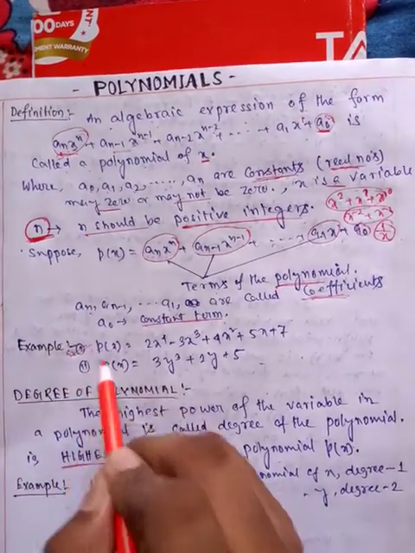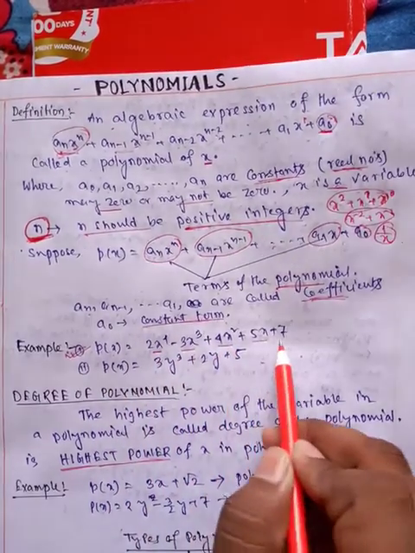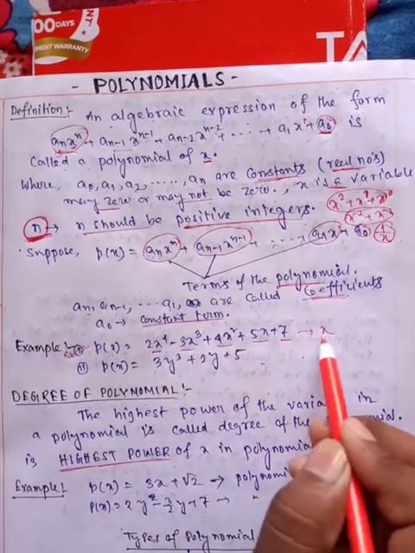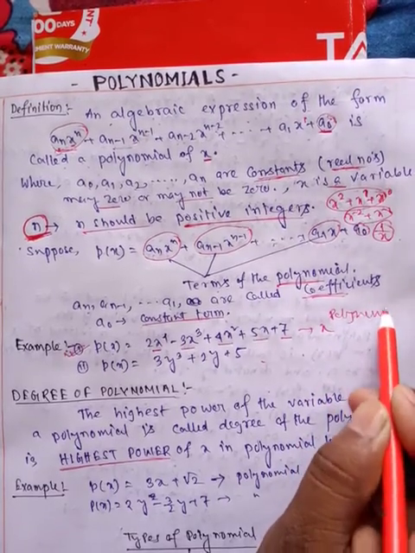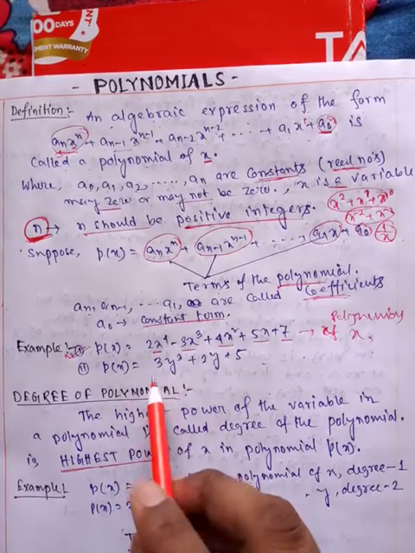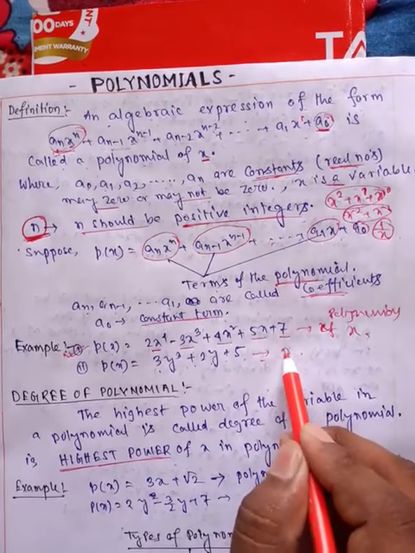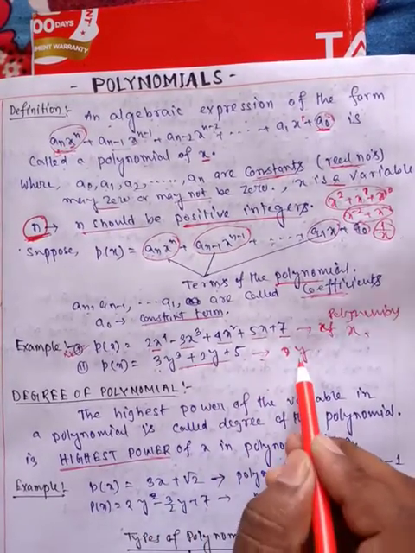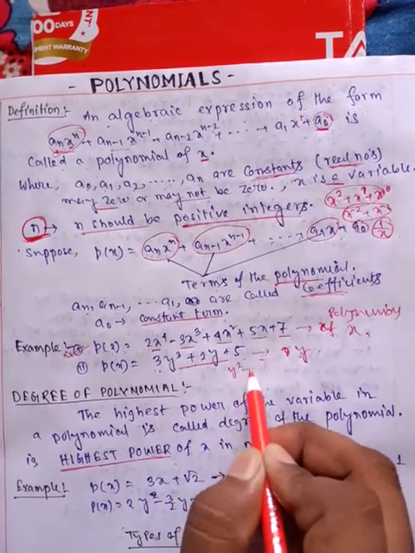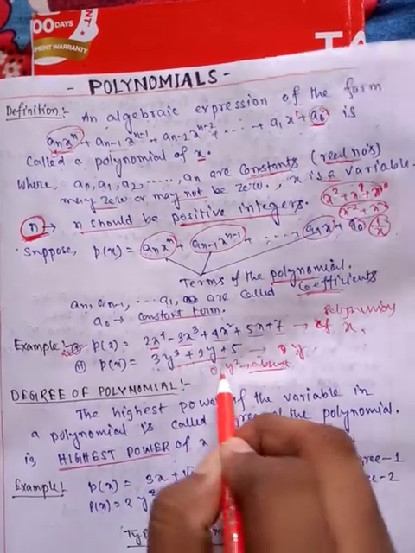So for example, a polynomial you can write: 2x to the power 4 minus 3x cube plus 4x square plus 5x plus 7. Here the variable is x, so this is a polynomial of x. And here you can see another polynomial, 3y cube plus 2y plus 5. Here the variable is y, so this is a polynomial of variable y. Okay. And you can see here the y square term is absent, because the coefficient of y square may be 0.